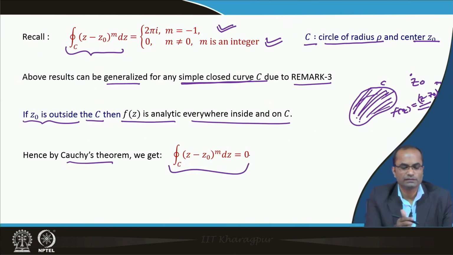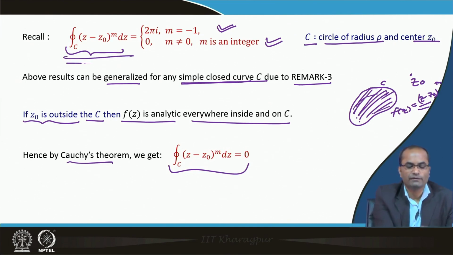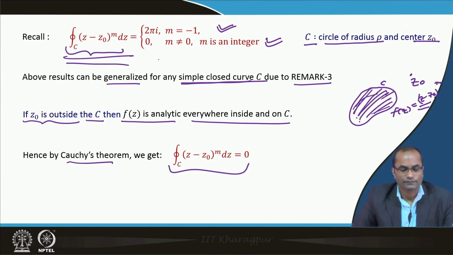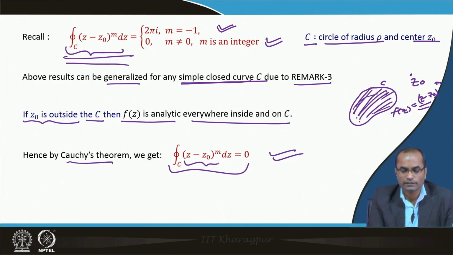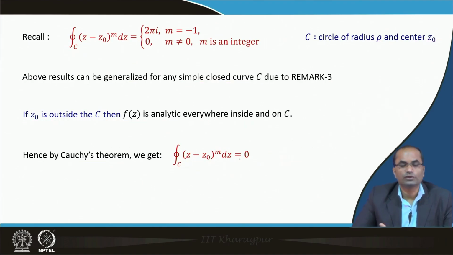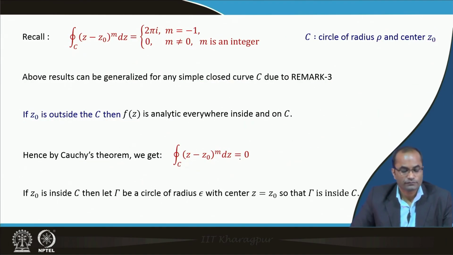So, we are generalizing this result for any value of z0 and for any kind of simple closed curve. If z0 is outside, there is no question, there is no discussion: this integrand is analytic on C and inside C, and then this value will be 0 directly from the Cauchy integral theorem.